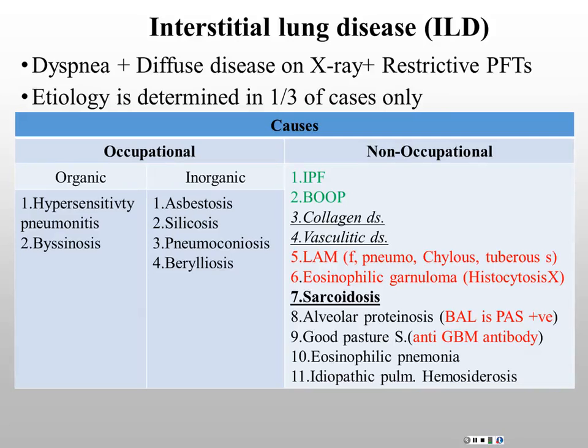Alveolar proteinosis is very rare, but you have to know that on BAL, it's PAS positive, which is periodic acid-Schiff stain. You can send for that. If it comes back positive and the clinical picture is consistent with that, you can diagnose it, but it's rare. Goodpasture syndrome, and you have to have the anti-basement membrane antibody, and usually patients present with hemoptysis.